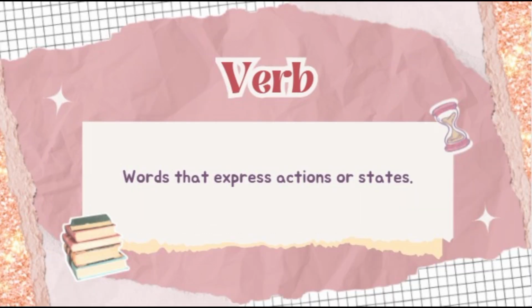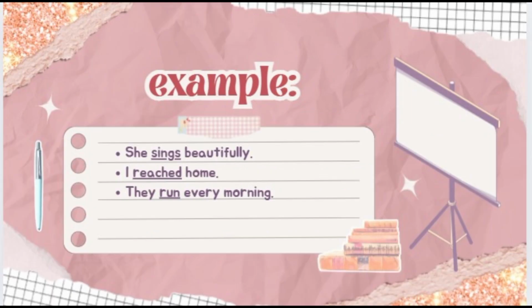The third is verb. A verb is a word that shows an action or a state of being. It tells what the subject of a sentence does, like run, eat, or what the subject is, like is, seem. Every sentence must have a verb to be complete. For example, in the sentence, she runs, runs is the verb showing action. In he is happy, is is the verb showing a state. The examples are: She sings beautifully. I reach home. They run every morning.